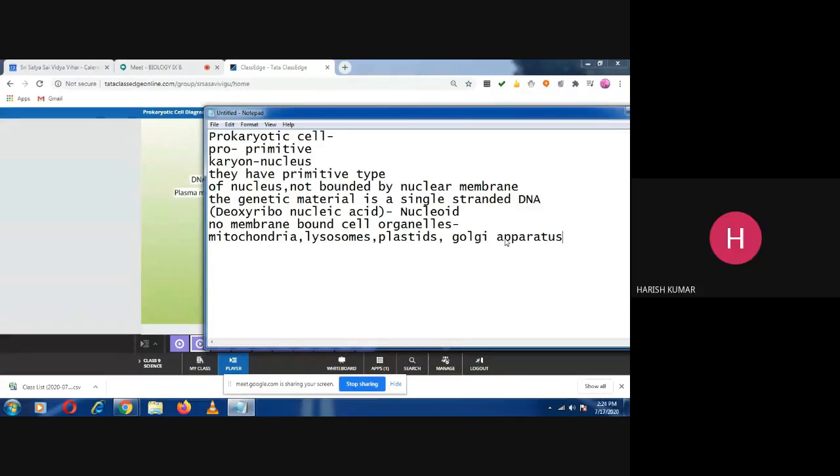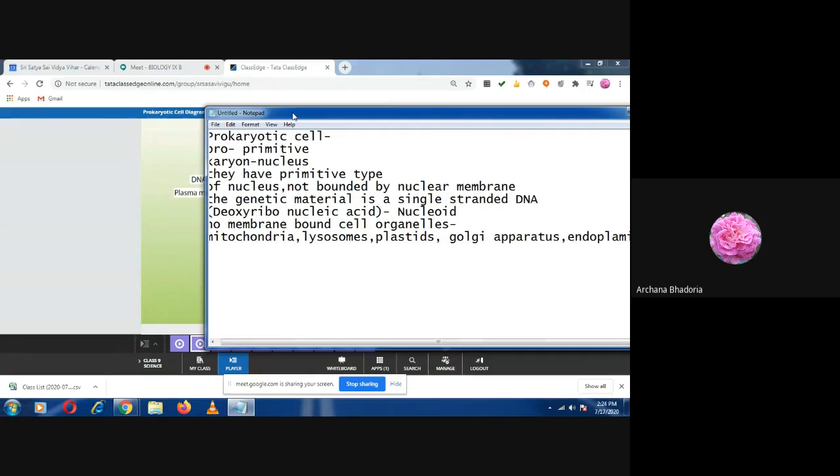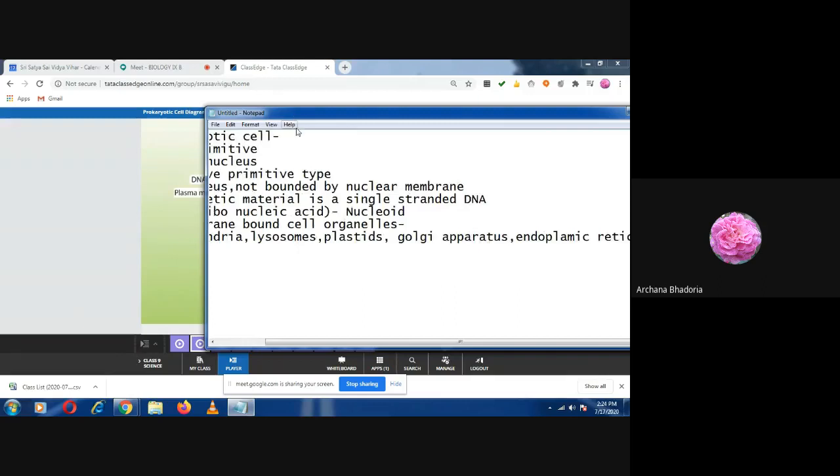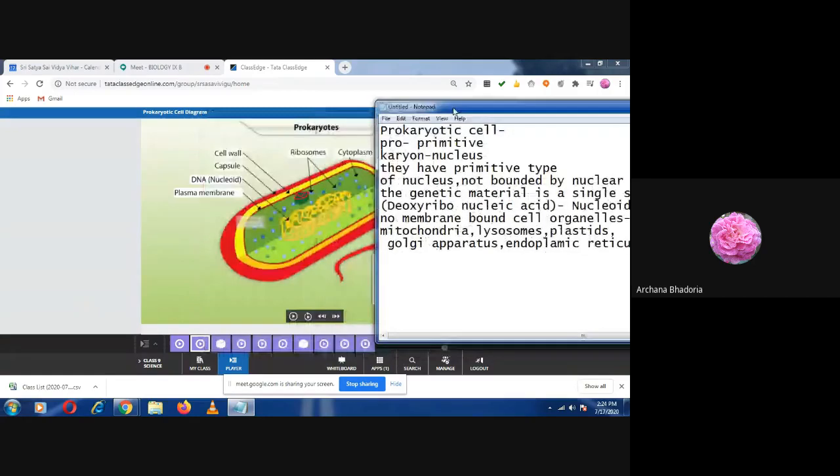Cytoplasm is there. Okay, and endoplasmic reticulum. Write down that is endoplasmic reticulum. These things are not present. Is it very clear to you all? Yes, ma'am. So this way, all these membrane bound cell organelles are not present. No membrane bound cell organelles.